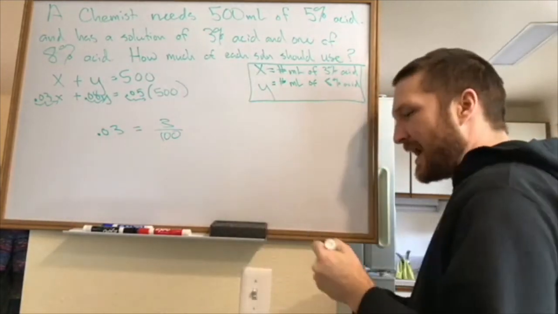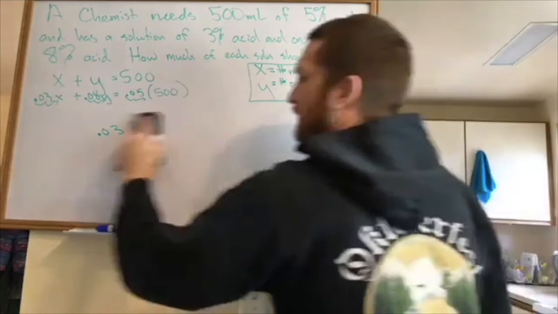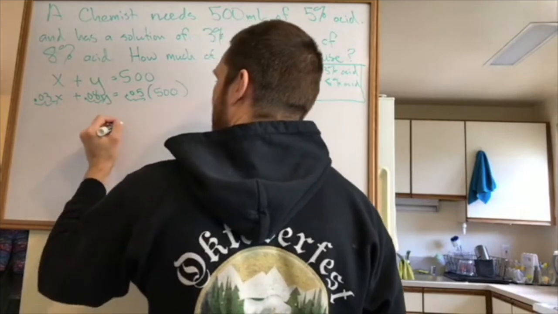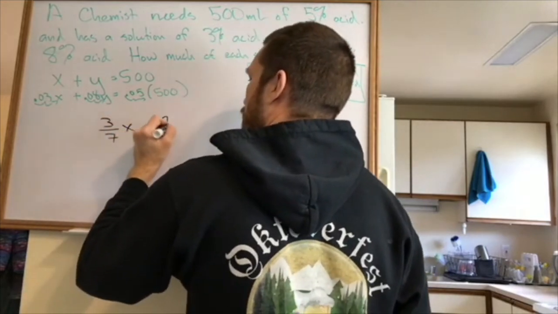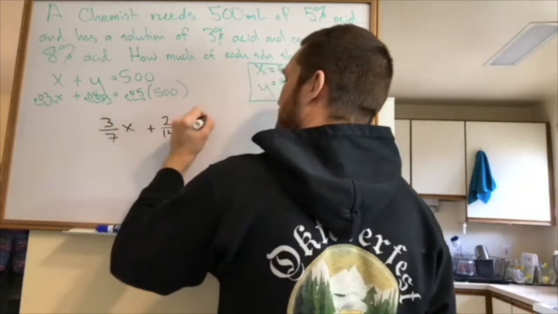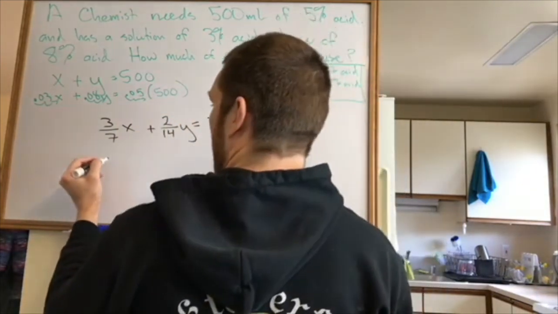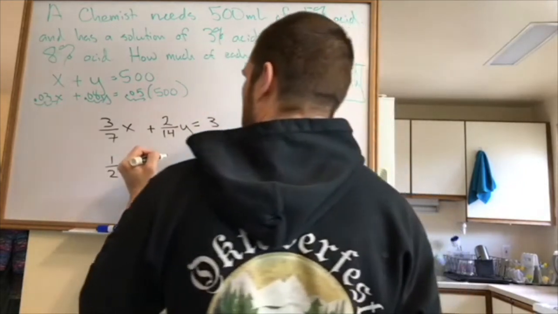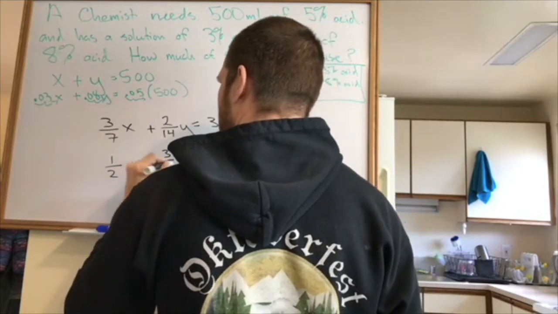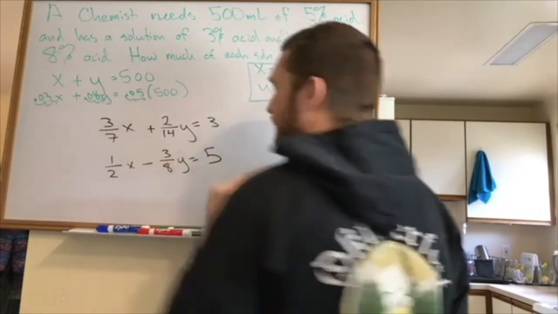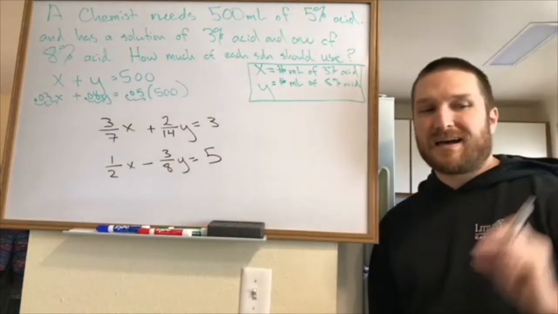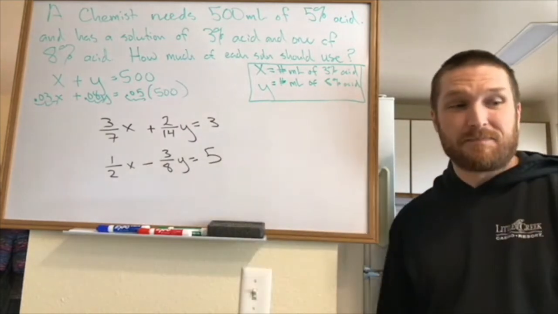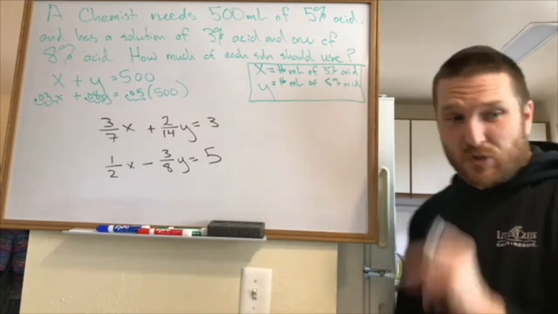So if I had a system, let's say it looks something like this. 3/7 x plus 2/14 y equals 3. And, I don't know, how about 1/2 x minus 3/8 y equals 5. I could say, man, I hate fractions. I really hate fractions. Instead of starting like this, putting this into my system, let me kill those fractions. So that's what I'm going to do. I'm just going to kill these fractions.